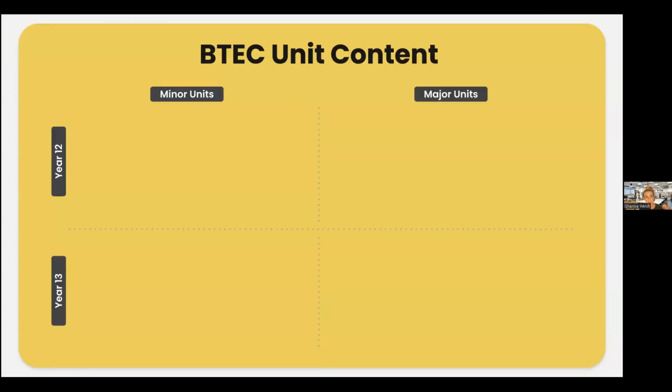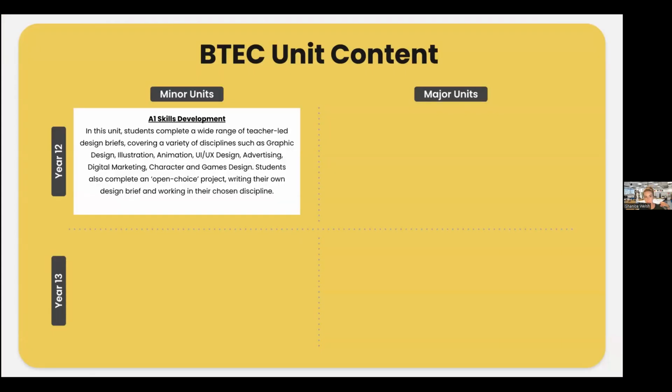So the units are, in year 12, an ID student and an IBCP student will do a skills development unit. And they do this for the entire year, and they're given lots of different design briefs that cover a variety of disciplines, depending again on what the cohort wants to learn in that year group. So we might cover graphic design, illustration, animation, advertising, digital marketing. I will write design briefs for them.